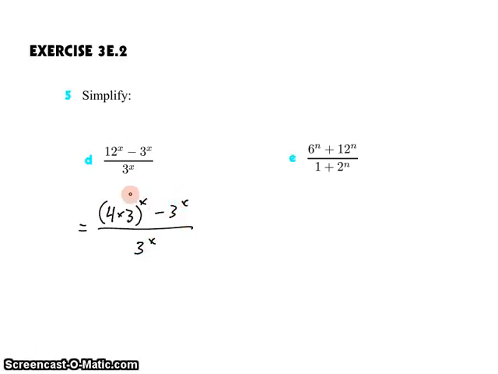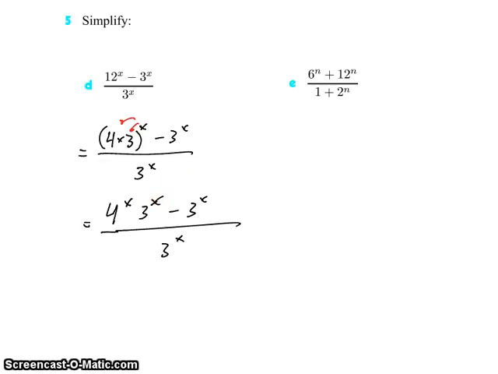And using index laws, I can bring that x into the 4 and the 3. That gives me 4 to the x, 3 to the x, take 3 to the x, divided by 3 to the x. Now every term has a 3 to the x. Now I can cancel by dividing 3 to the x into both terms.